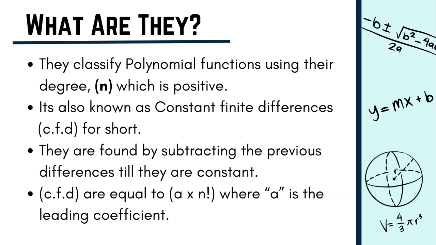What are finite differences? They classify polynomial functions using the degree n, which is positive. They are also known as constant finite differences, CFD for short. They are found by subtracting the previous differences till all of them are constant. Constant finite differences are equal to a times n factorial, where a is the leading coefficient of the function.